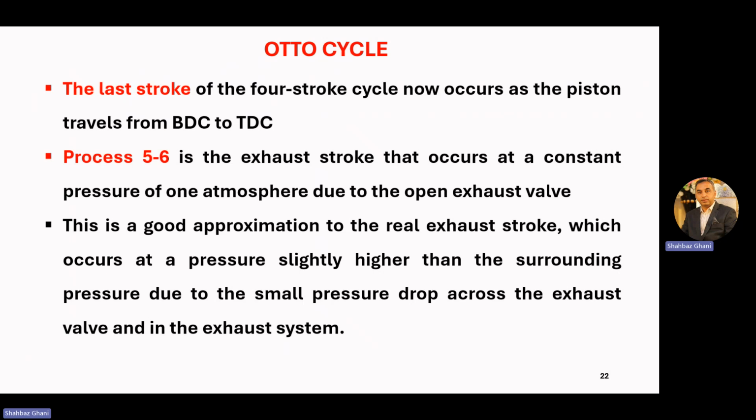Now, after the exhaust blowdown, the last stroke of the 4-stroke cycle occurs as the piston travels from BDC to TDC. Process 5 to 6 is the exhaust stroke that occurs at constant pressure of 1 atmosphere due to the open exhaust valve. This is a good approximation to the real exhaust stroke, which occurs at pressure slightly higher than the surrounding pressure due to small pressure drop across the exhaust valve and in the exhaust system.